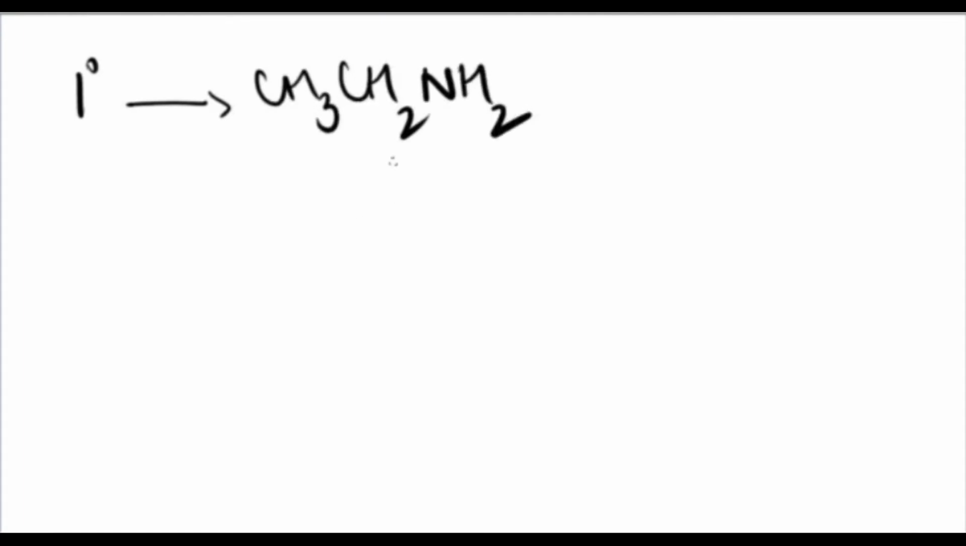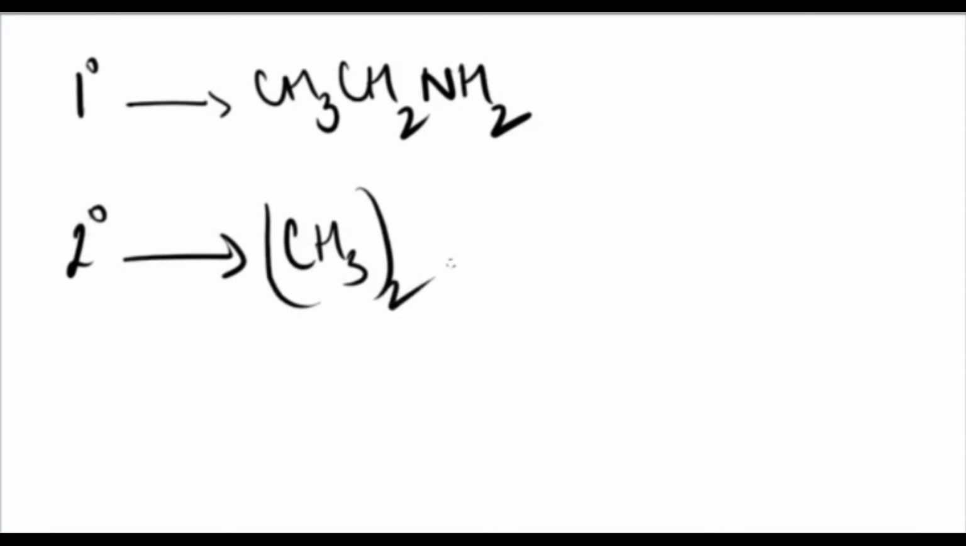So here's an example of a primary amine. So this is ethylamine. Then you have an example of a secondary amine, which will have 2 alkyl groups, so dimethylamine. And then you have an example of a tertiary, which is triethylamine.